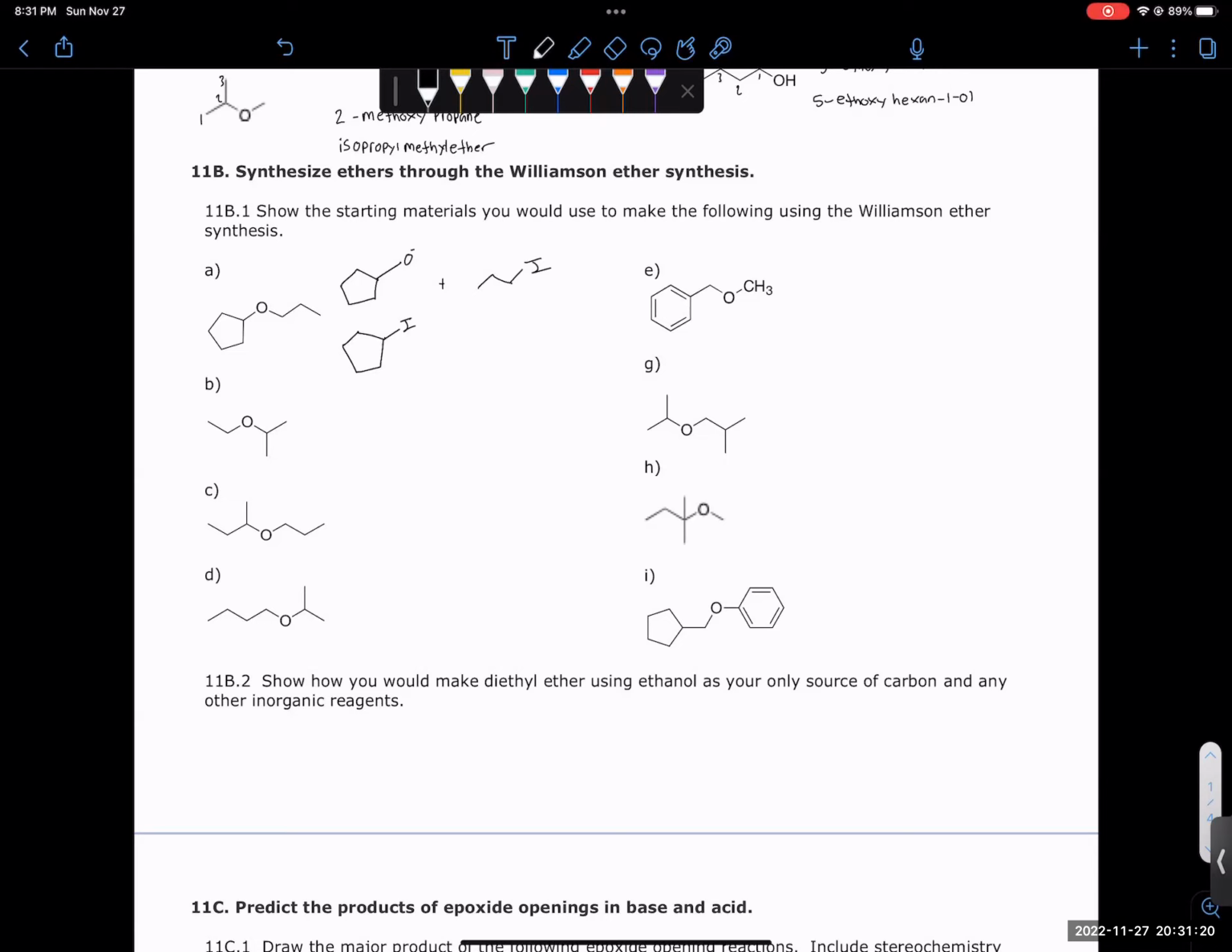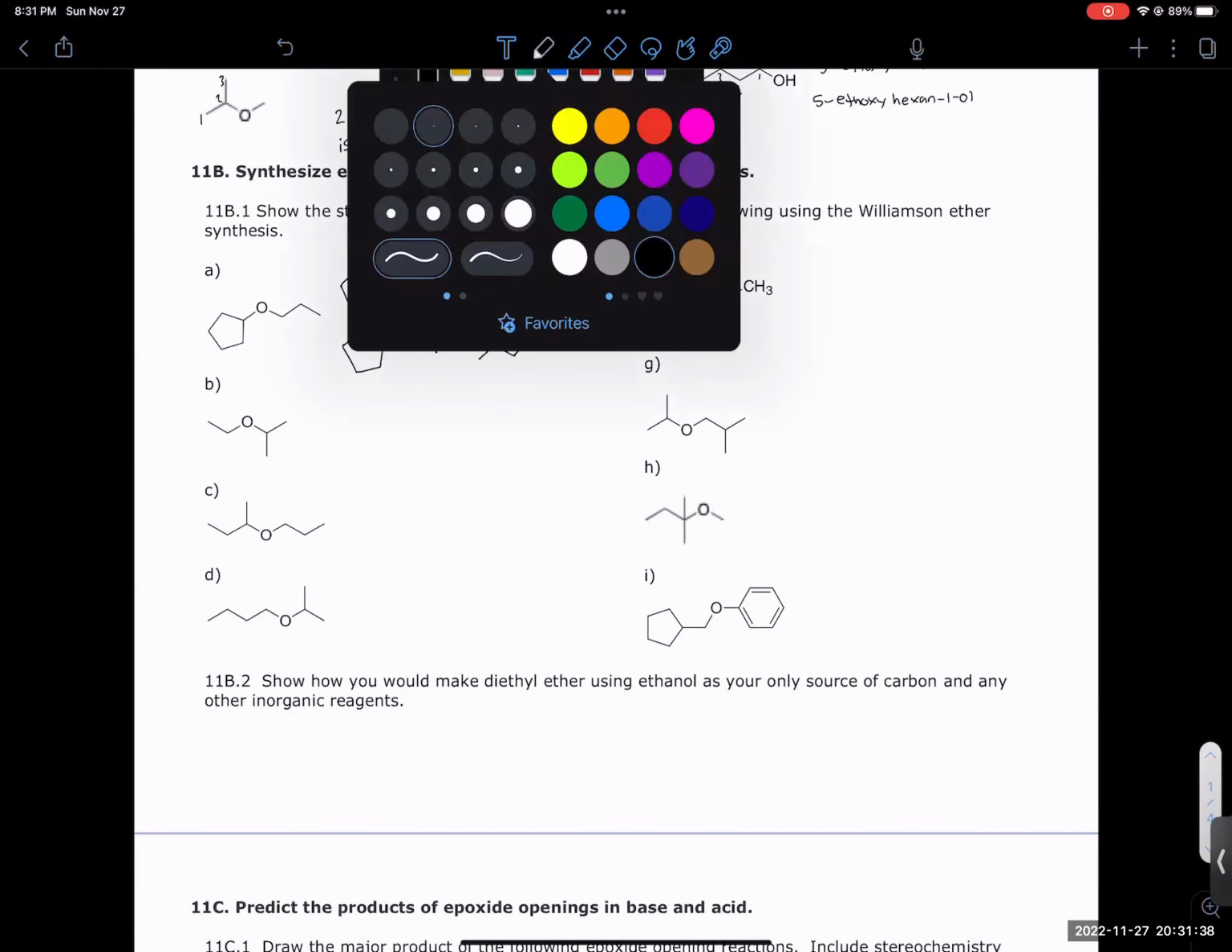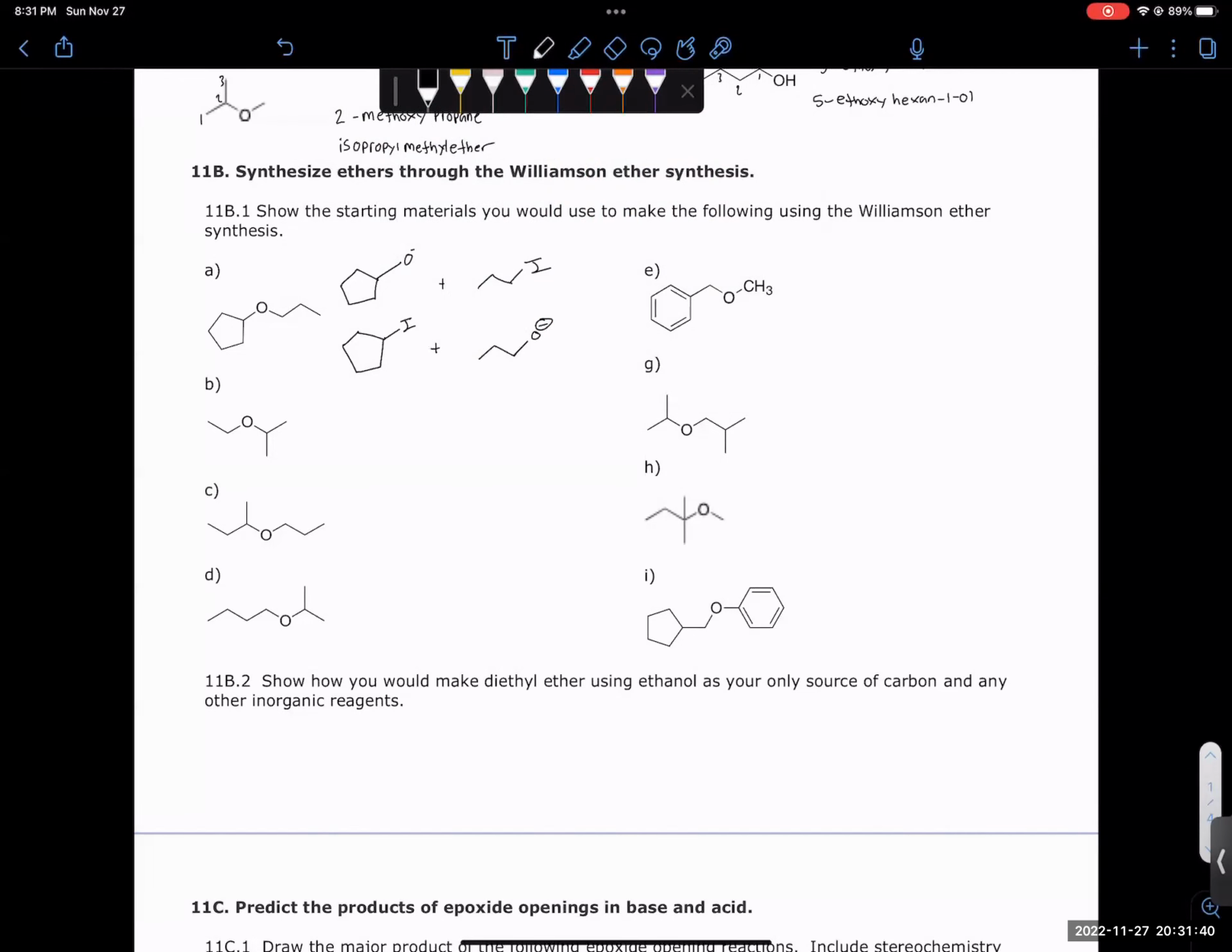Let's see what else we have. And we would need to react that with an alkoxide. In this case, ours would be some sort of propoxide, with a 3-carbon chain with the O minus at the end. All right, which one of these ways is better? I'll give you a second to think about that. One second has passed, and here we go.